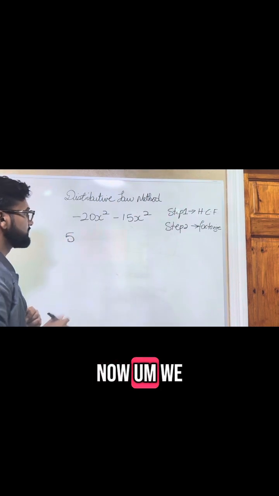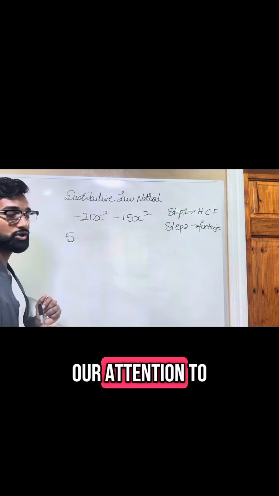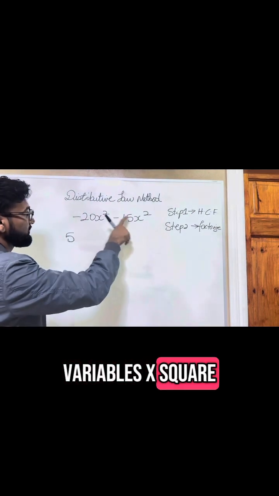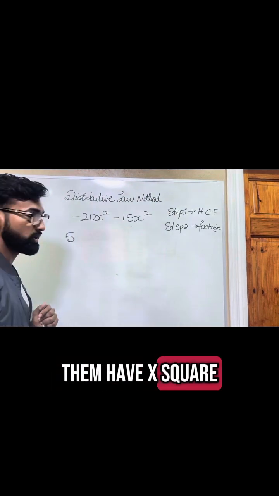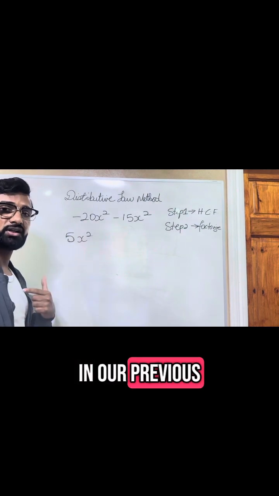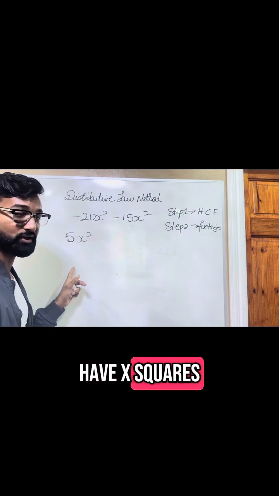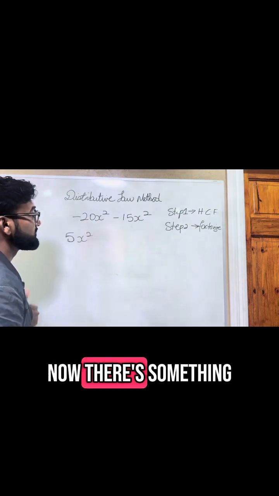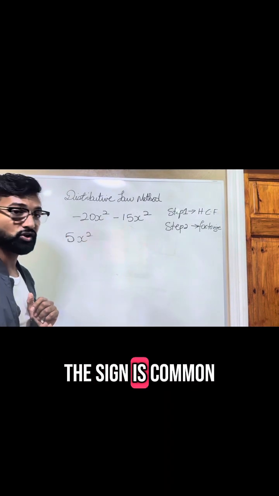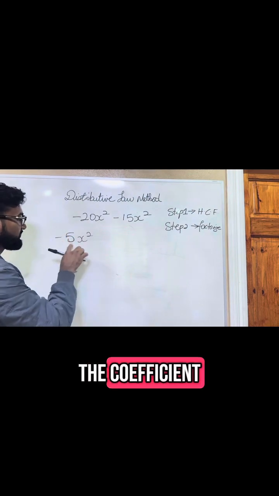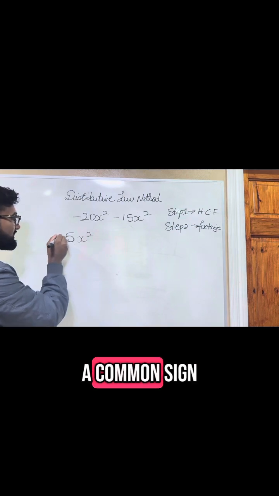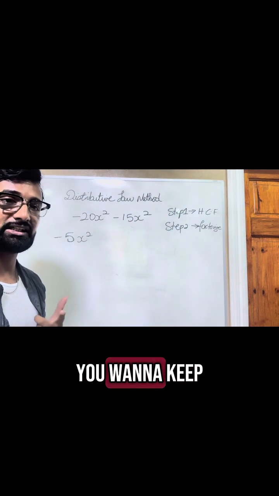Now we can take our attention to the variable. Let's see what is common between the variables. X squared, we see both of them have x squared. So both the x squared happen to be common there. In our previous video, we didn't have x squared as being common, we had x. Now there's something else that is common. Let's look here. The negative sign is common, so not only the coefficient we factorize out and the variable with the power that's common, we also have a common sign. So this is a different example. You want to keep this in mind.